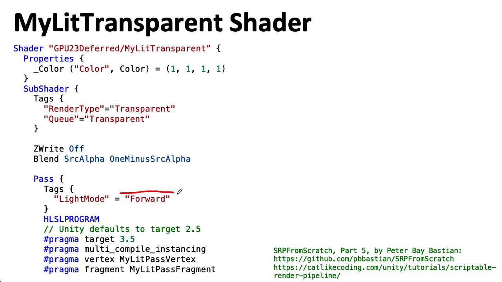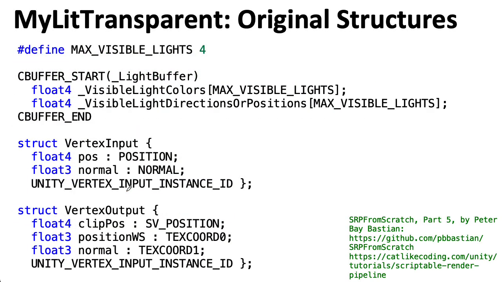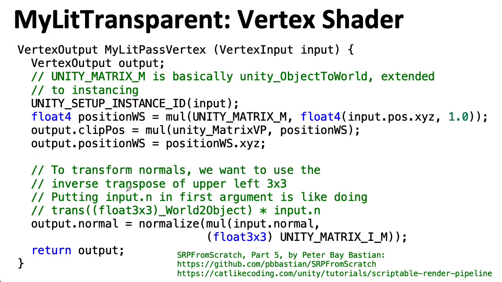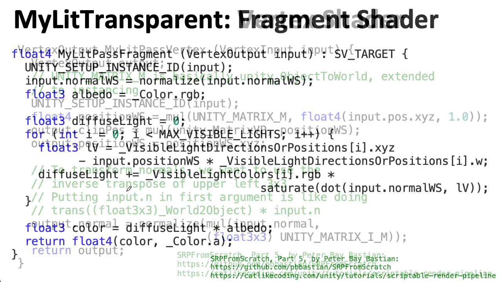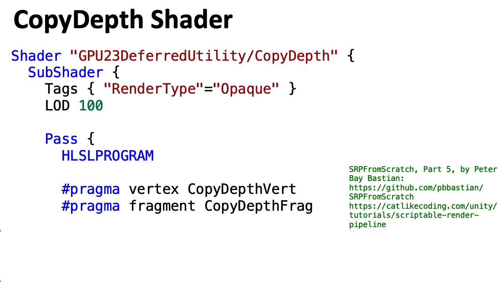This time we'll explicitly set the light mode to forward, but other than that, the rest of this code is exactly the same as all of the code that we had in the previous lecture where we did forward rendering. So you can go back to that lecture to see a description of this code. We're going to need one more utility shader, and that's this CopyDepth shader. I'm not 100% sure why this is actually necessary, but let's just go with it for now. I'll talk about that more later.